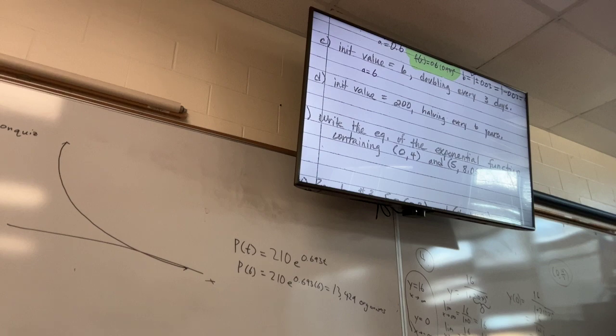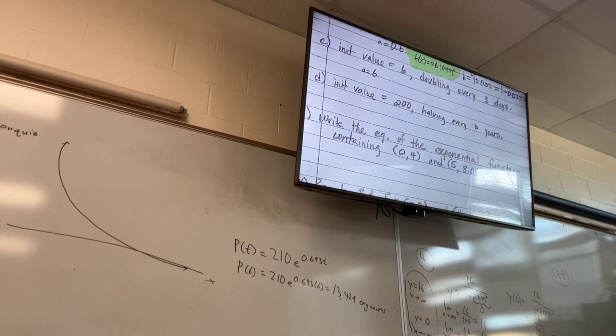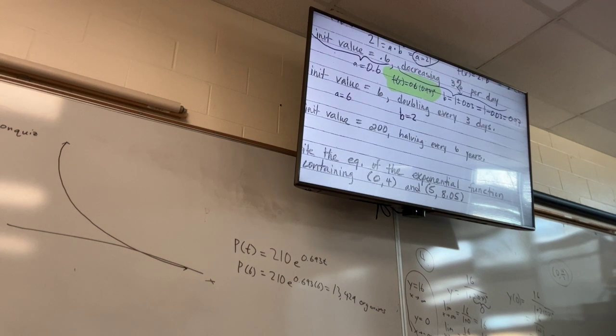1.5. Doubling means you go by what? If I was to double my height, I'd be what? I'd be 100%. Yeah, I'd be 2. So B equals 2. But what's going on here? You guys notice this?